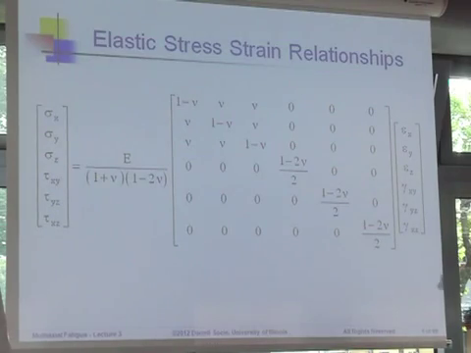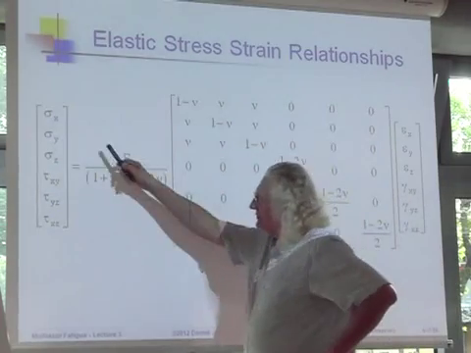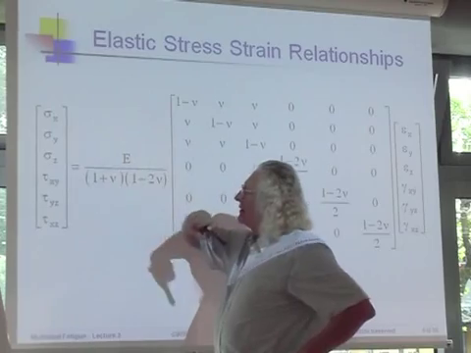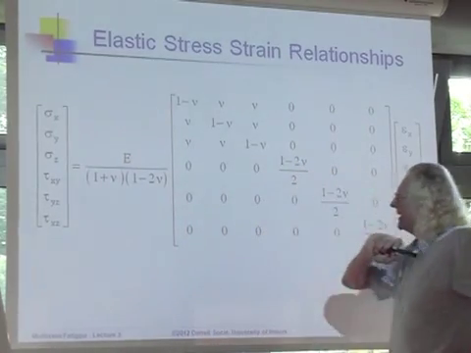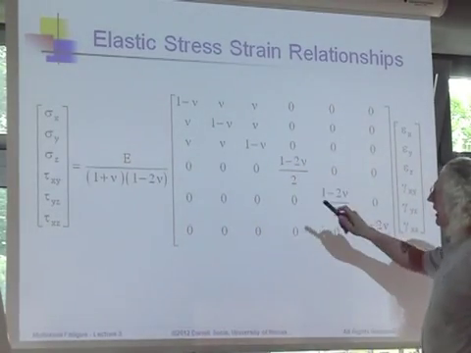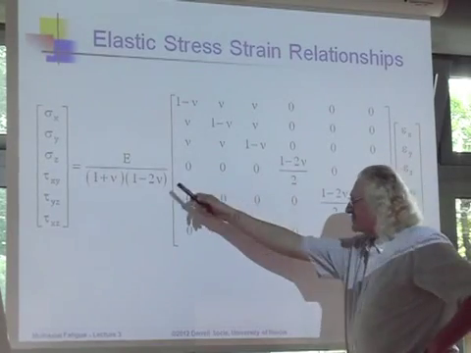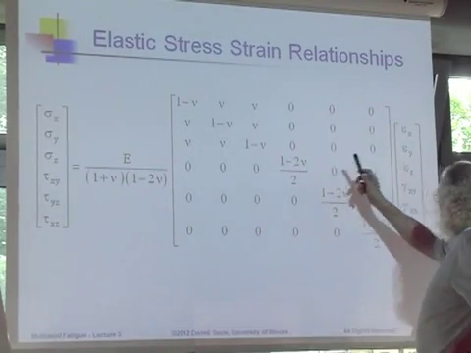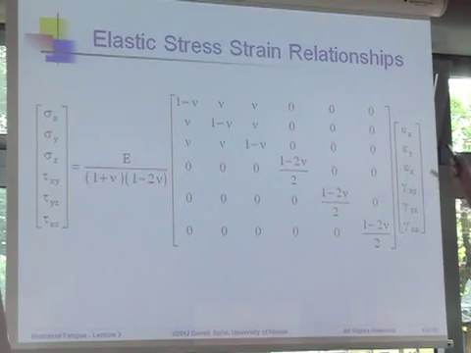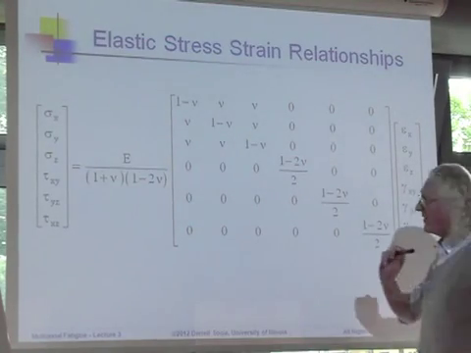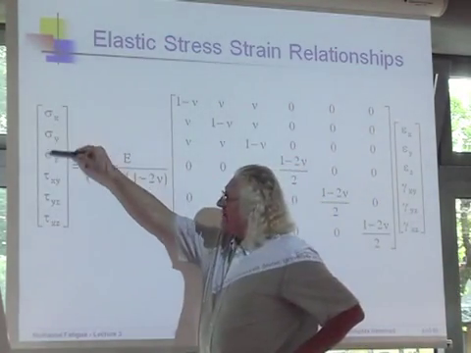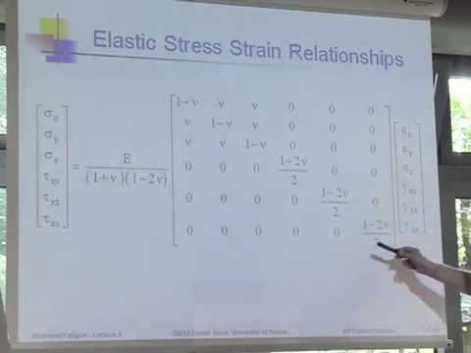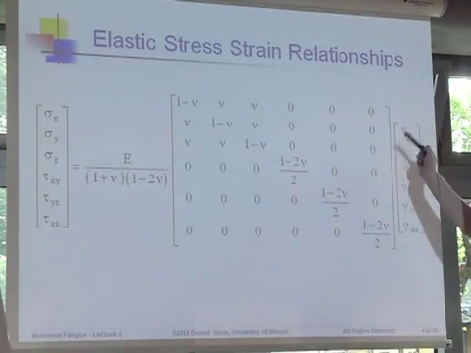And so if we think about the normal stresses, then the normal stresses are related through the modulus and of course Poisson's ratio to all of the normal strains, but there's no coupling whatsoever between the normal stresses and the shear strains because they are all zeros. Okay?